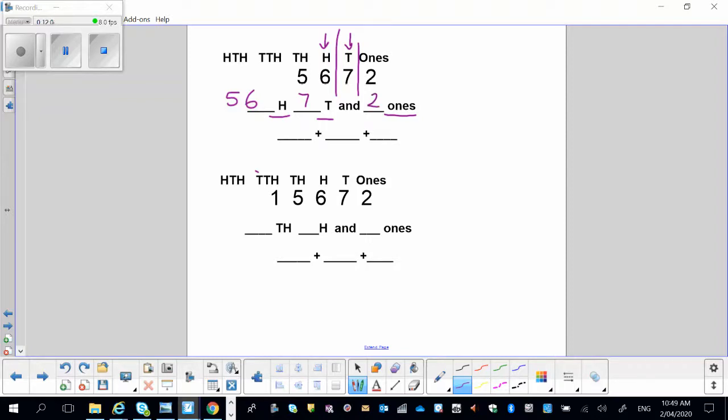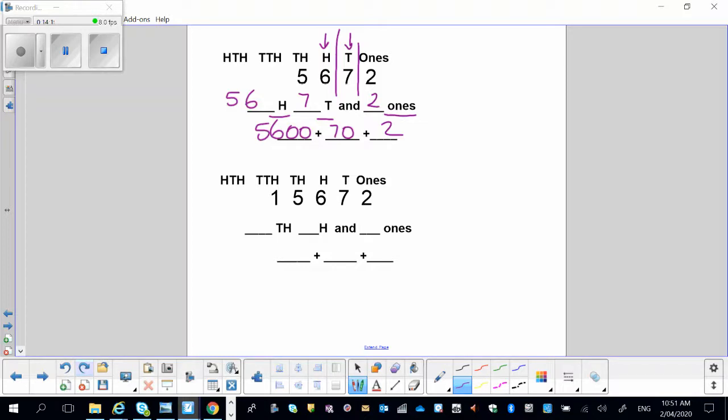I can now record that partition as an expression. I look at the first part, 56 hundreds, and I write down 56, and I put in 2 zeros to show that it's in the hundreds place. 56 hundreds is the same as 5,600. I then look at my tens. I've got 7 tens. To show that it's in the tens place, I put a 0 on the end of it. And finally, I write down my 2 ones. So you can see my partition for 5,672 is 5,600 plus 70 plus 2.